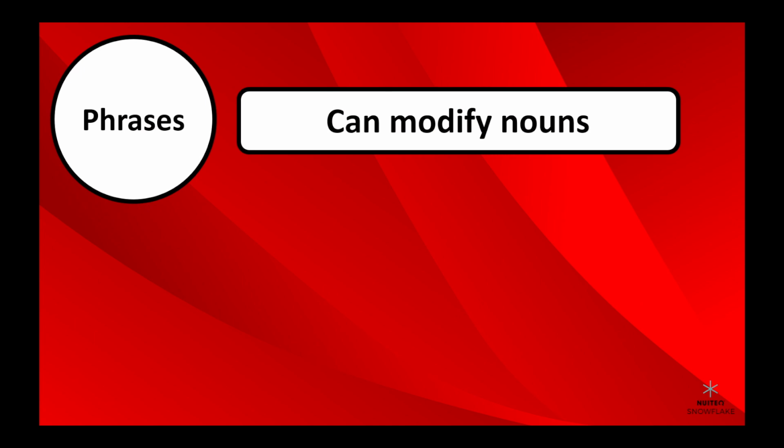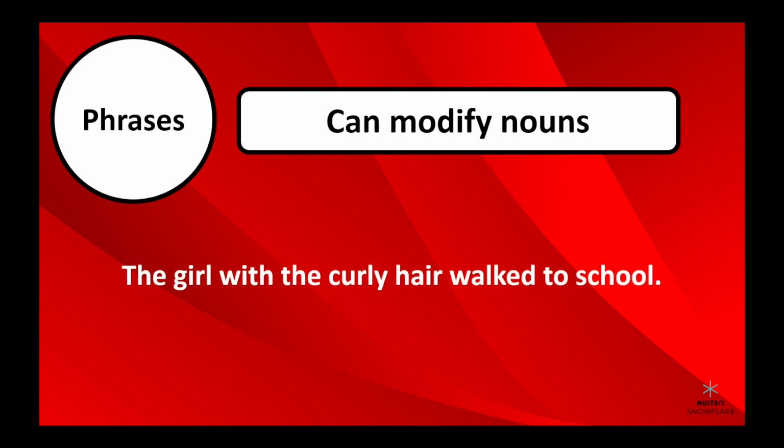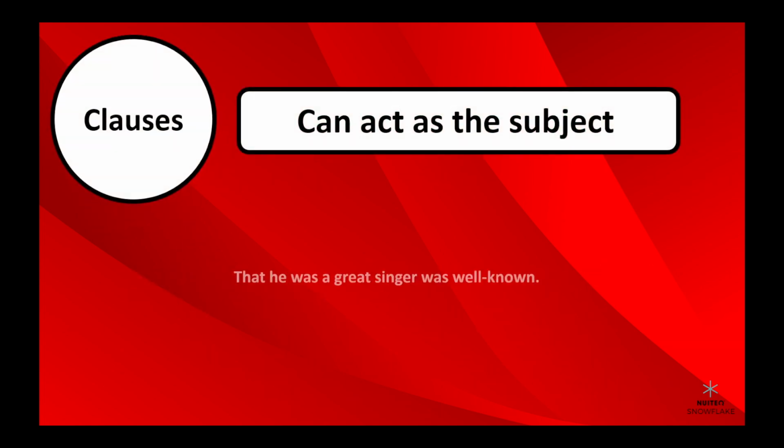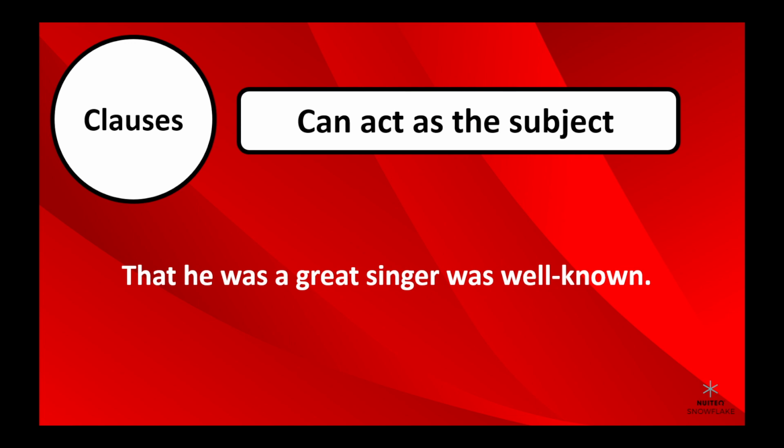Phrases can modify nouns. The girl with the curly hair walked to school. In this sentence, the phrase, with the curly hair, modifies the noun, girl. Clauses can act as the subject of a sentence. That he was a great singer was well known. In this sentence, the clause, that he was a great singer, acts as the subject of the sentence.